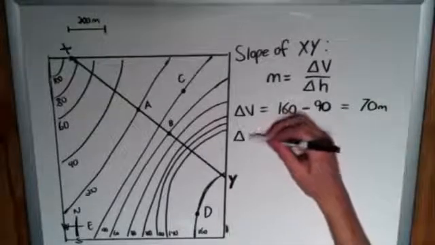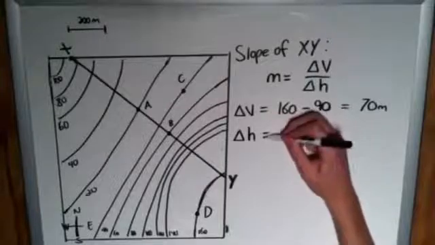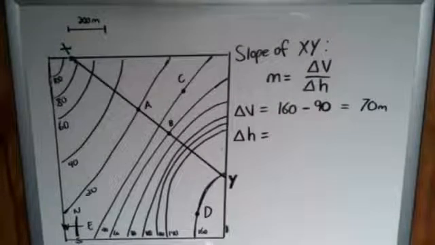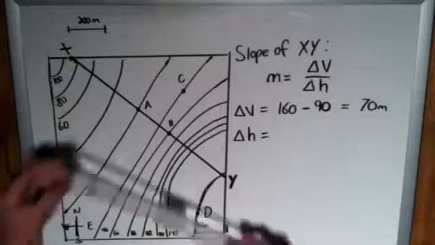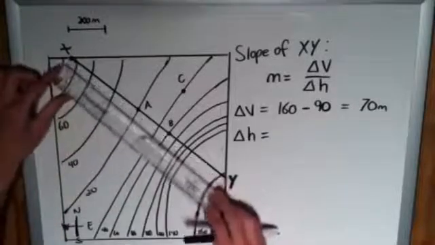Now the only other piece to find is delta h, or our change in horizontal position, which we can find using this scale here. I have 200 meters represented by 2 inches, so we can just measure the length of this line here real quick.